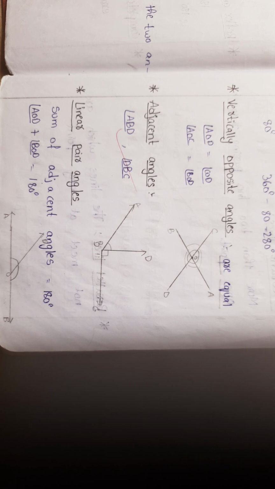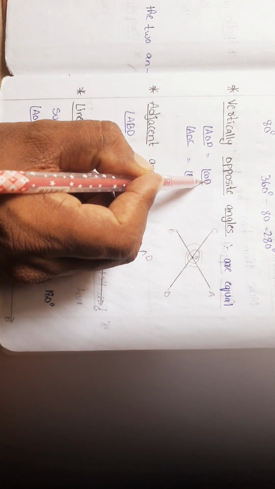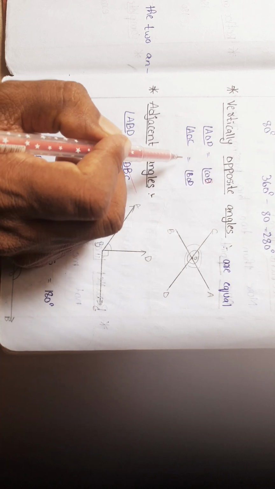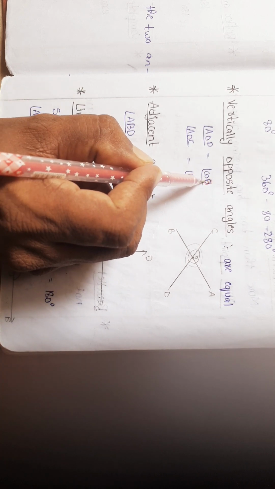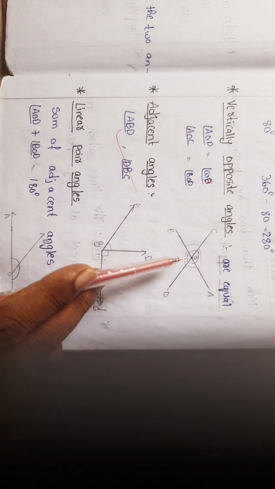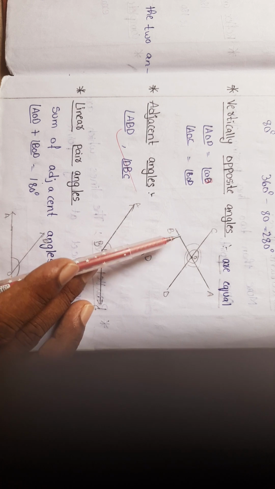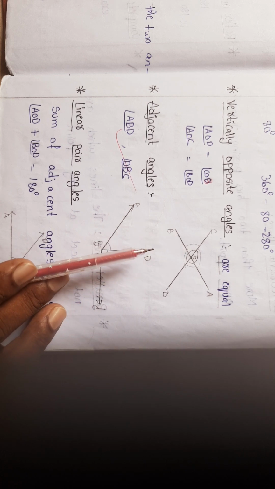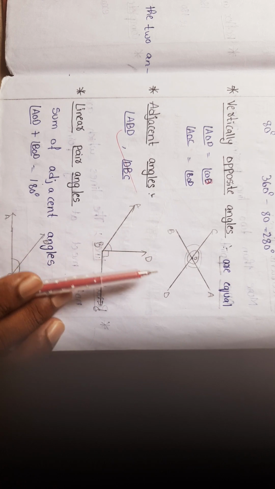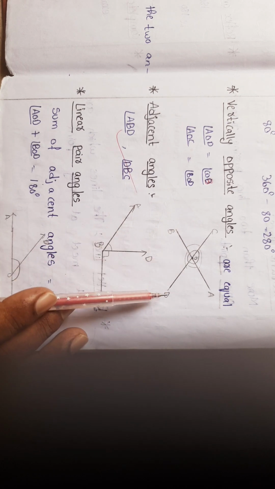AOD is equal to COB. Here vertically opposite angles are equal. See, AOD is equal to COB. Okay, next another angle is AOC is equal to BOD.